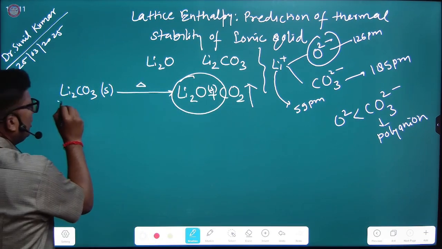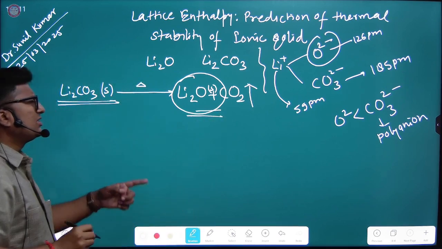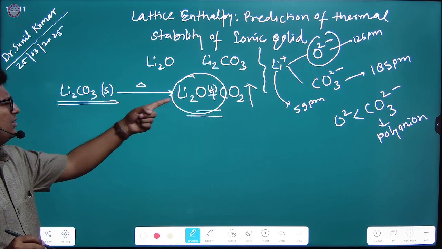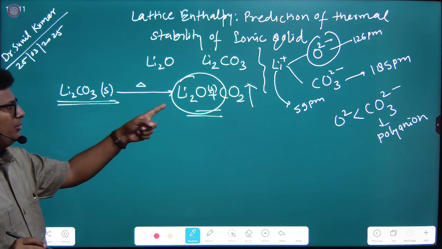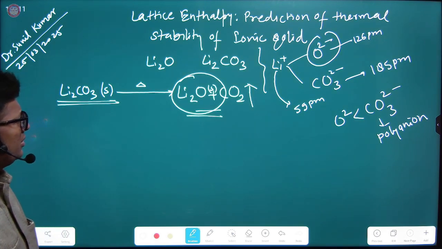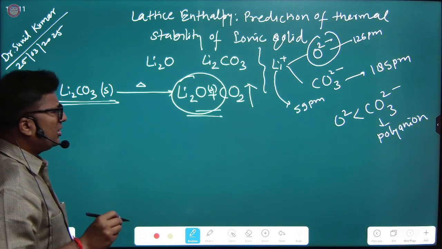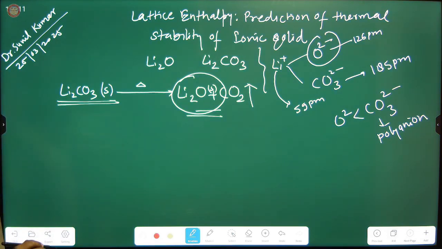So the lattice enthalpy of this compound and the lattice enthalpy of that compound, and the difference between the lattice enthalpy of lithium oxide and of lithium carbonate. Through the knowledge of the lattice enthalpy of all the alkali metal carbonates, we can predict whether lithium oxide or the respective oxides of other alkali metal cations are stable or not.